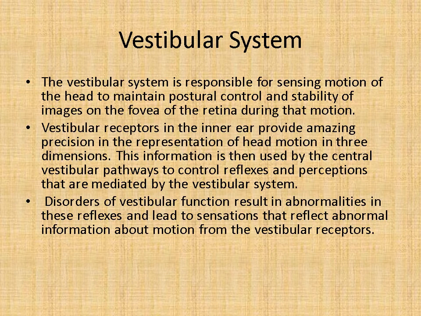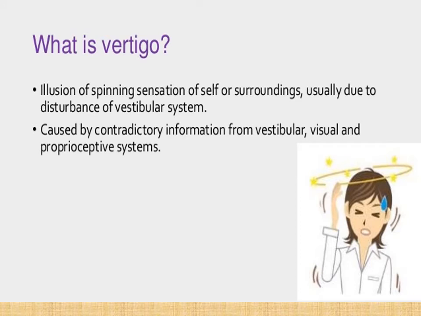Any disruption to one of the systems involved and previously mentioned will affect our sense of balance. Disorders of the vestibular function will result in abnormalities in both the VOR and the VSR, the vestibulo-ocular and the vestibulospinal reflexes, and this will in turn result in a false or abnormal sense of motion and sense of imbalance. What is vertigo? Vertigo is the illusion of spinning. Please concentrate on the word spinning. True vertigo means spinning, and with true vertigo we will find nystagmus.